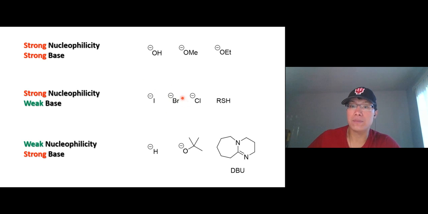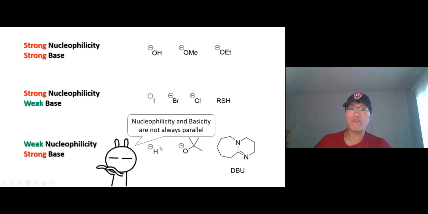Okay, down here, these iodide, bromide, chloride, sulfide, they are just strong nucleophiles. You know, high polarizability, got charge, strong nucleophile. But they are terrible bases. They are very weak bases. On the other hand, this guy you have seen before, this guy is not a nucleophile, right? Too small, too sterically hindered. And DBU as well. So these are strong bases but weak nucleophiles. Now, my point is nucleophilicity and basicity are totally different properties. They don't always go together.